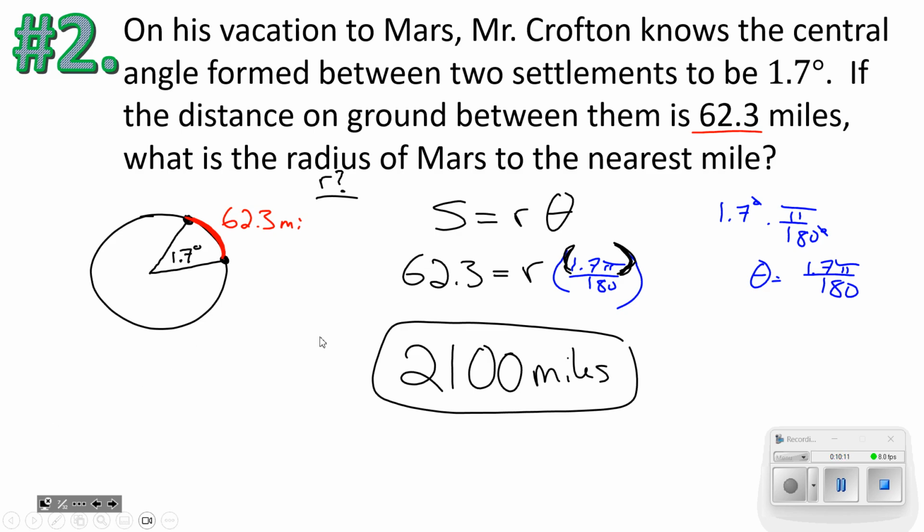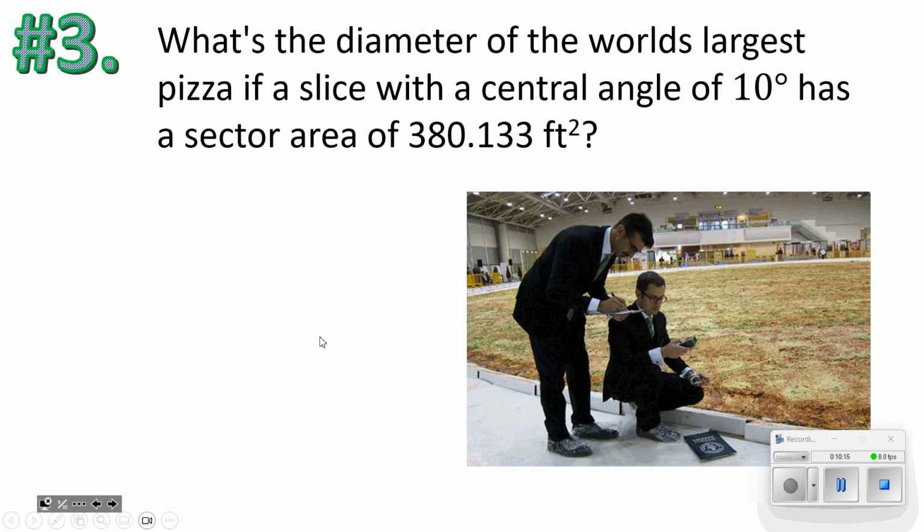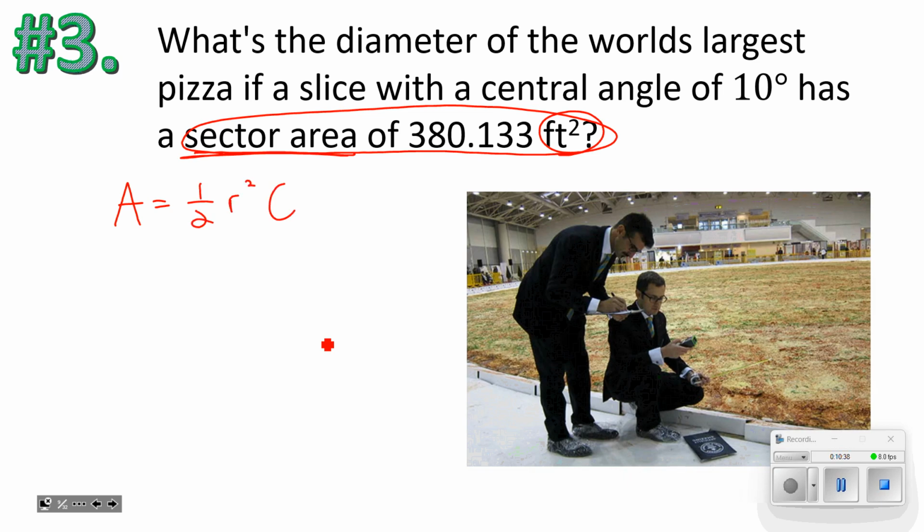All right, good job. Let's keep it going with another application problem. Again, pause, try it, restart it when you're ready. We're asked for the diameter of the world's largest pizza with a central angle of 10 degrees and a sector area. So there's a couple of giveaways. Obviously it says sector area, but also the unit is feet squared. That is my area formula. I just have to think about what I know, plug it in, and solve for what I don't know.